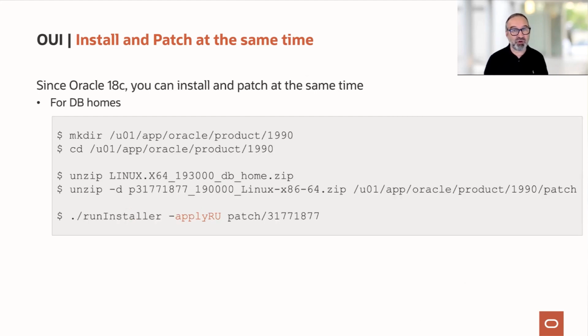And the same thing, of course, works with the database as well. And here you may use this way more often. So I create a directory, /u01/app/oracle/product/1990, change into that directory, unzip the base release 19.3.0, and then unzip also the most recent release update into that directory. And I start the installer with -applyRU, and I pass on the directory where I unzipped the patch to.